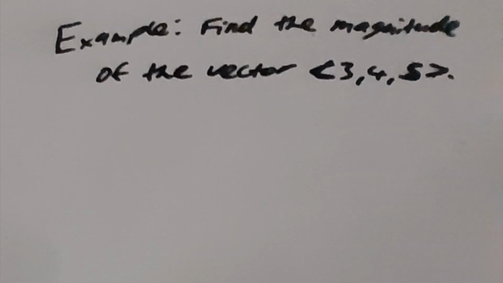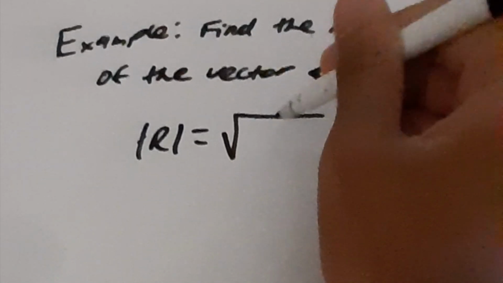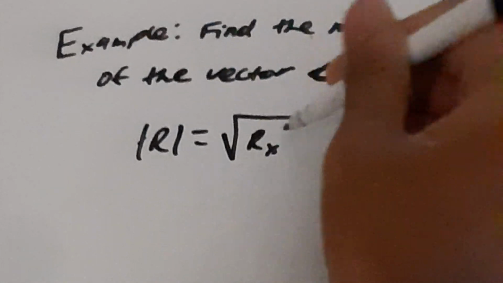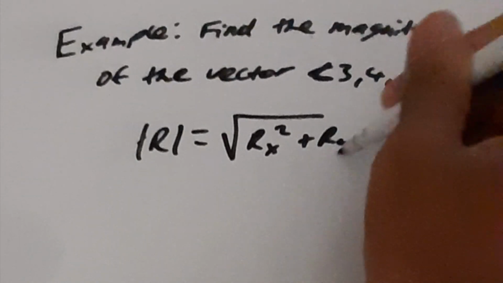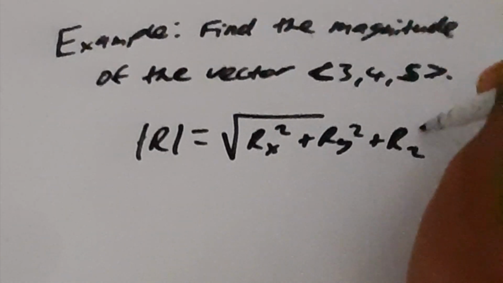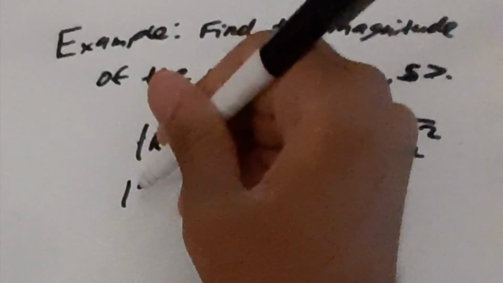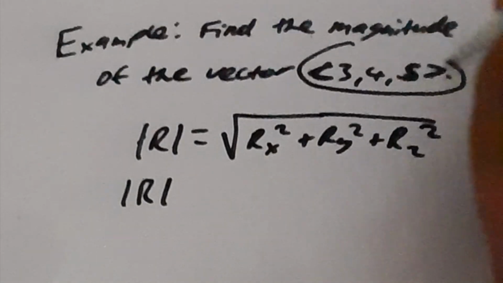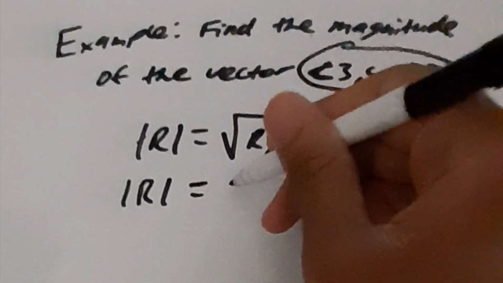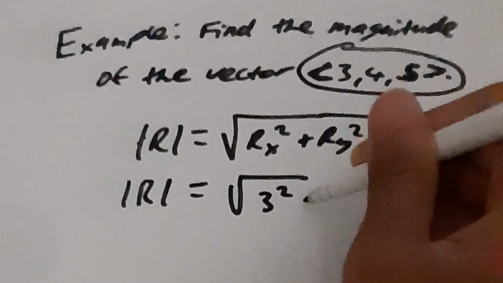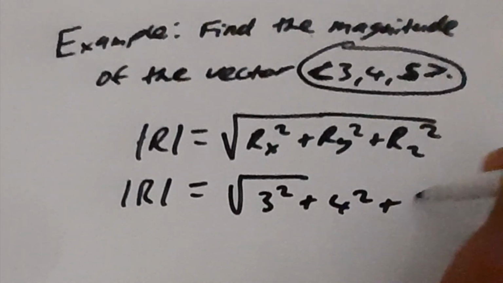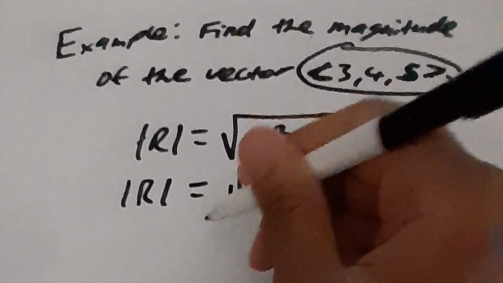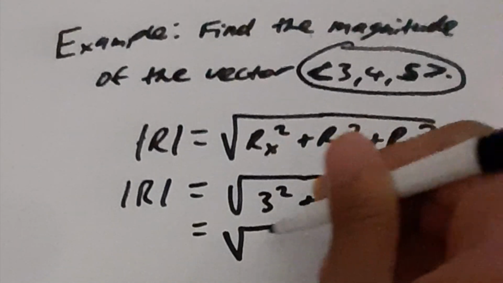Practice example building on this idea. The example we have is find the magnitude of the vector 3, 4, 5. So first of all, we should write down our formula. So it's the square root of the x component squared plus the y component squared plus the z component squared. Now all you do to find the overall magnitude of this vector right here is sub these components in. So that will be equal to the square root of 3 squared plus 4 squared plus 5 squared. Now if we simplify this, we'll keep it in exact form, we get root 50.